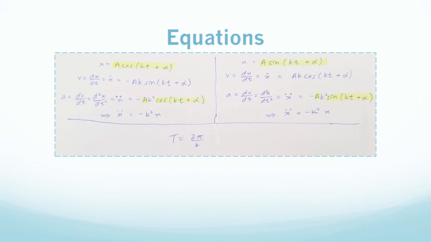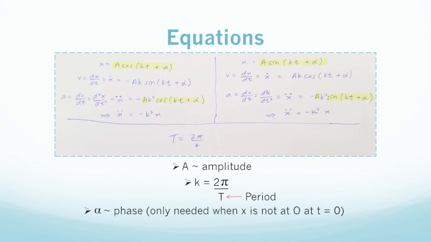Also, period equals 2 pi over k. A stands for amplitude, and k is 2 pi over T, obtained from the equations in the picture. Also, alpha is called the phase, and we only need it when x is not at the origin at t equals 0.